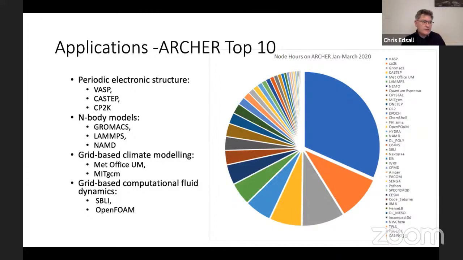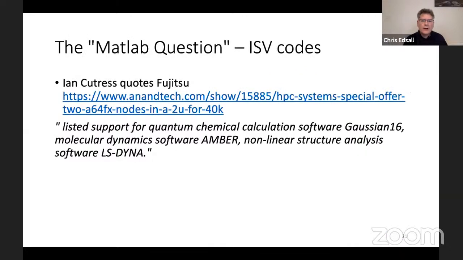And you see it's dominated by chemistry codes: VASP, CASTEP, and CP2K. But rounding out the top 10: GROMACS, LAMMPS, NAMD, the Unified Model from the Met Office, along with the MIT general circulation model, SBLI, and OpenFOAM. And those all do work on ARM, particularly as a result of the Isambard project, which we'll come to.